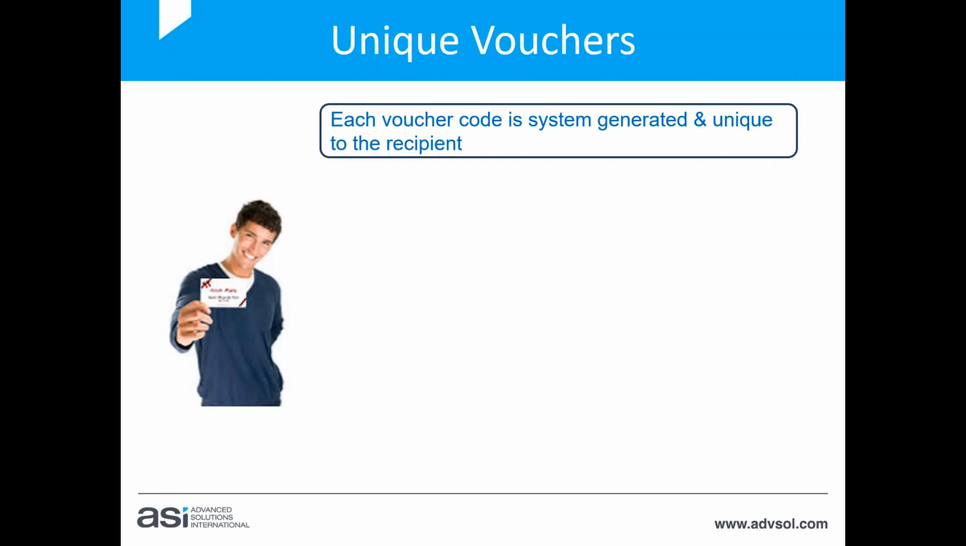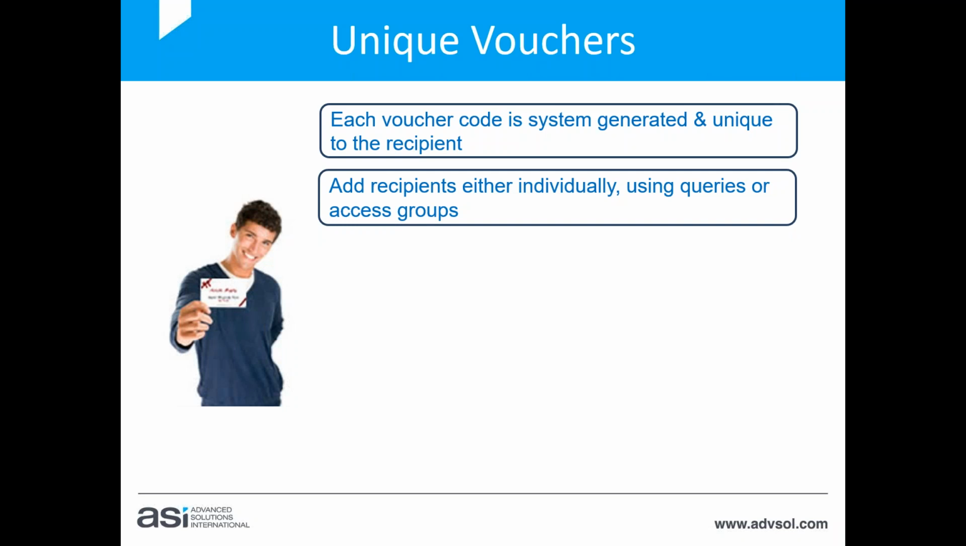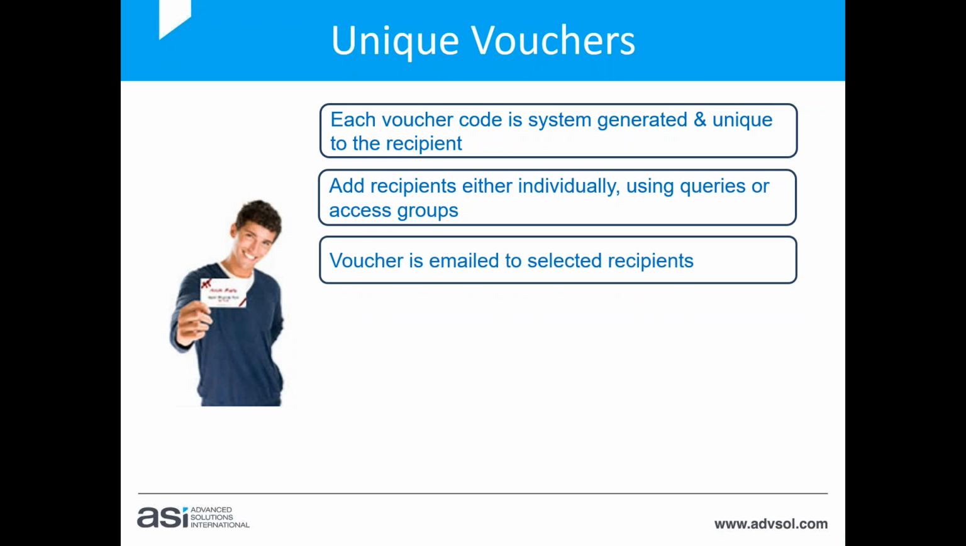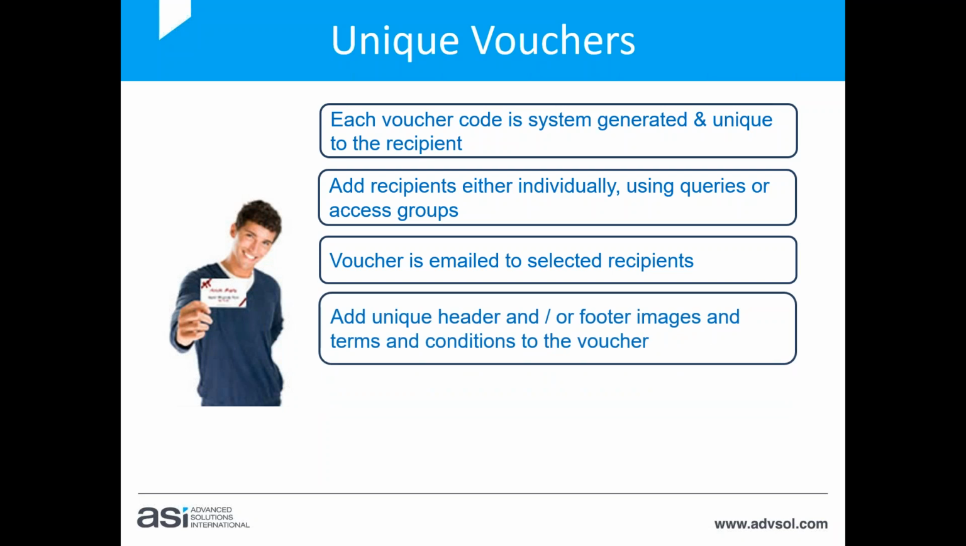So unique vouchers. Each voucher code is system generated and unique to the recipient. You can add recipients individually, or you can use queries that you build in your system or via access group as well. So you can say, I want to send a code to all of our members and use the members access group. The voucher is emailed to the recipients that you select in the voucher. The other good thing about unique vouchers is that you can add a header, footer, images, and terms and conditions as well. So you can add specific information to a unique voucher.